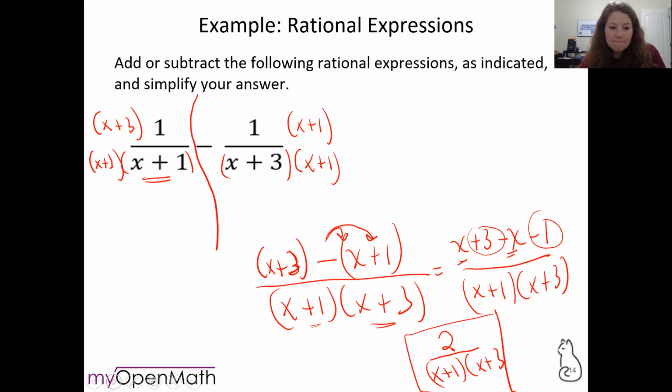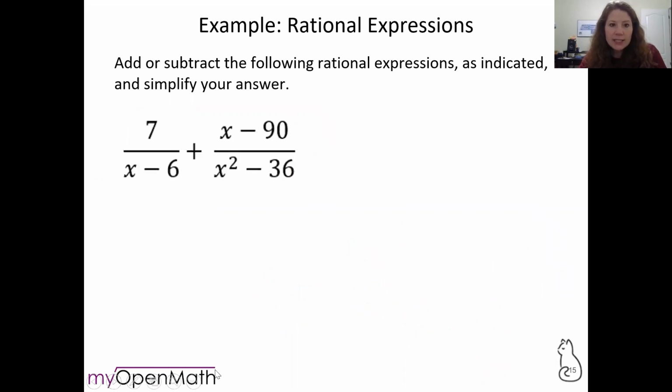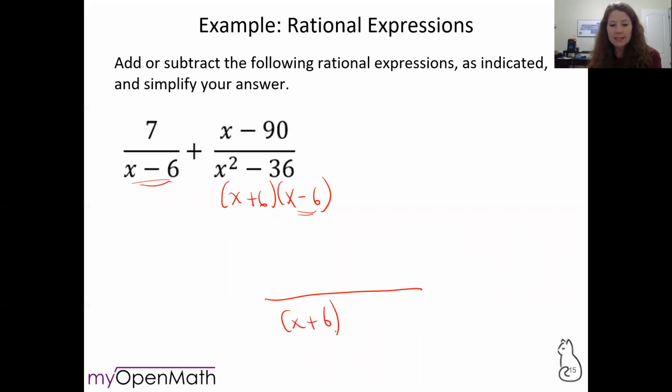All right, so let's look at this one. This is in your My Open Math. We have to have common denominators. Well, if we simplified this difference of squares, we would end up with x plus 6, x minus 6. So if we want common denominators, here is half of this, but our common denominator is going to be x plus 6, x minus 6.